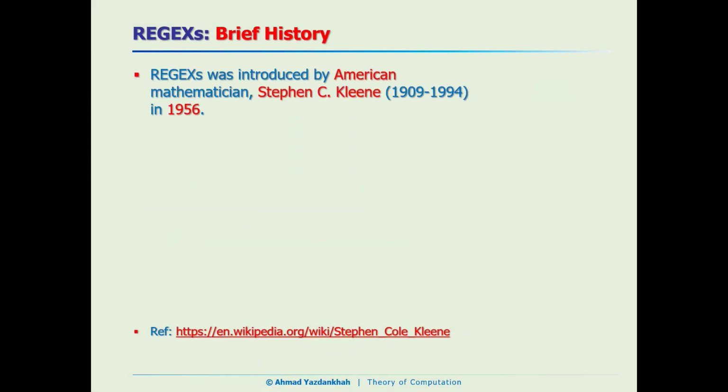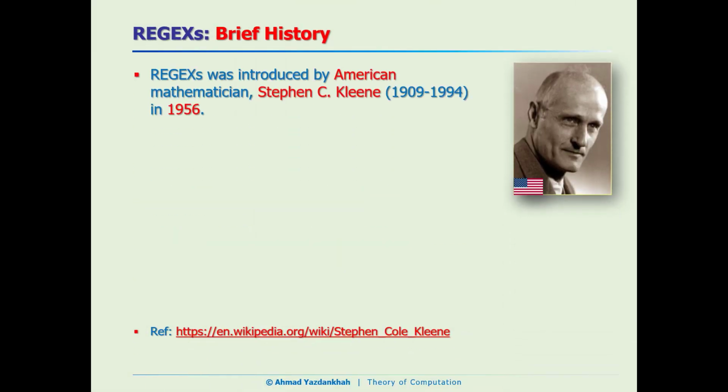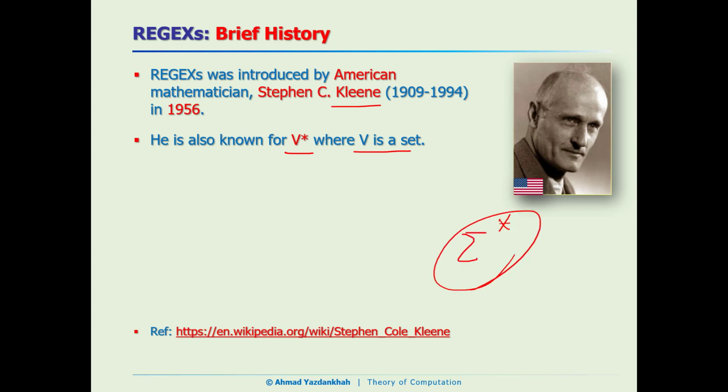Before going further, let me give you a brief history about who invented this regex. It was introduced by the American mathematician Stephen Kleene. The pronunciation of his name is a little bit different. It's Kleene. And he is also known for the V star, where V is a set. And we have seen this a lot so far, this sigma star. It was the invention of this guy.